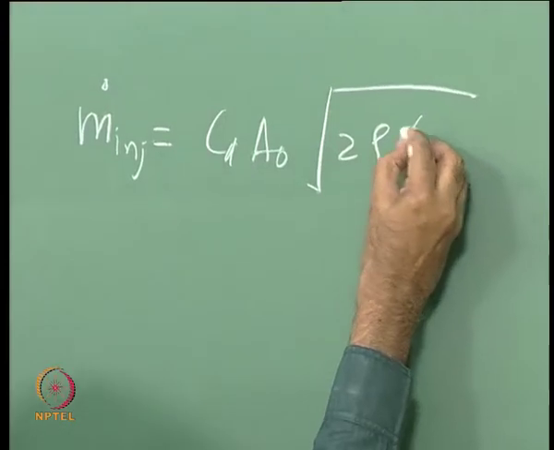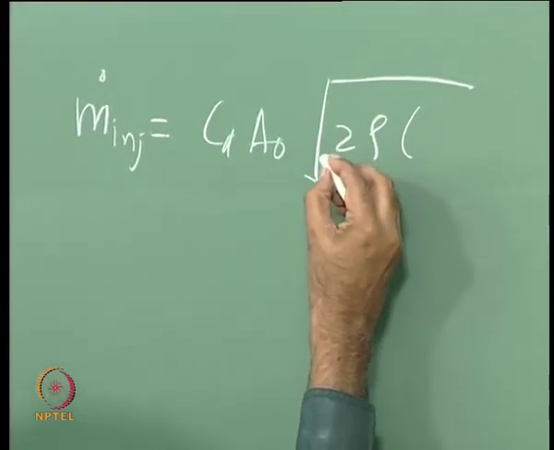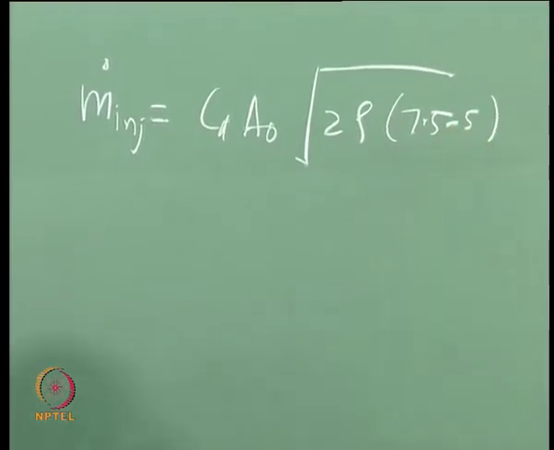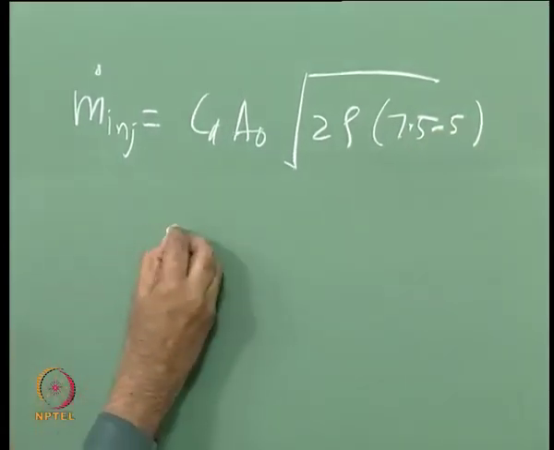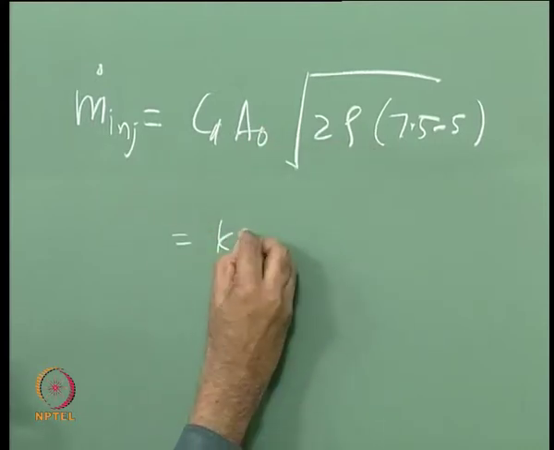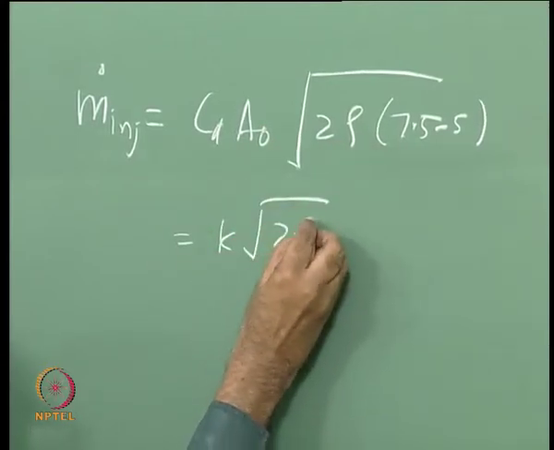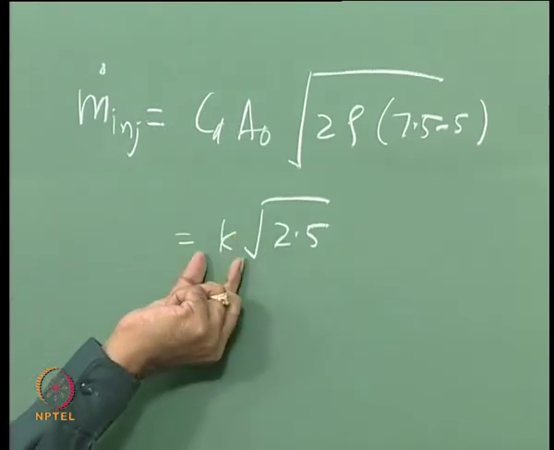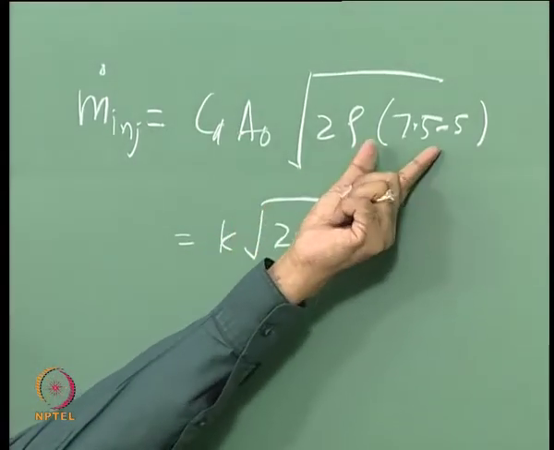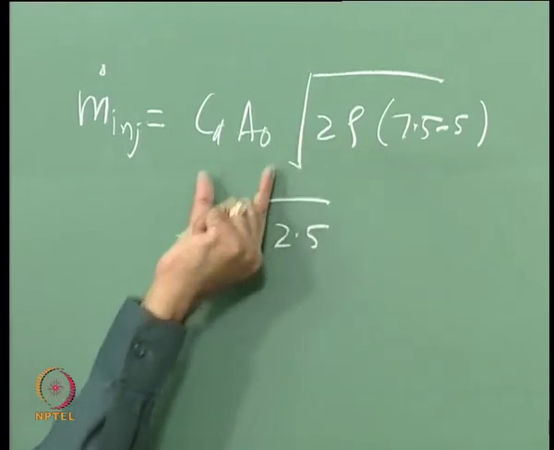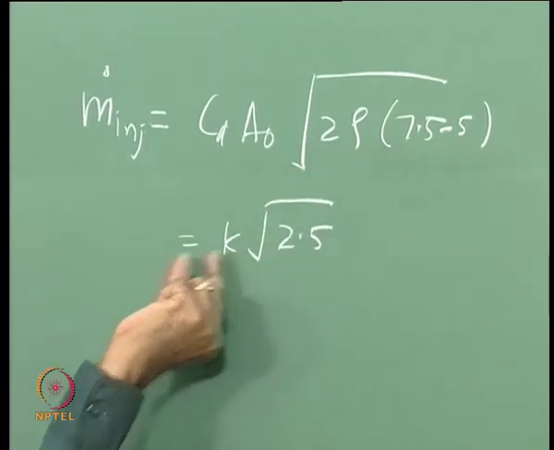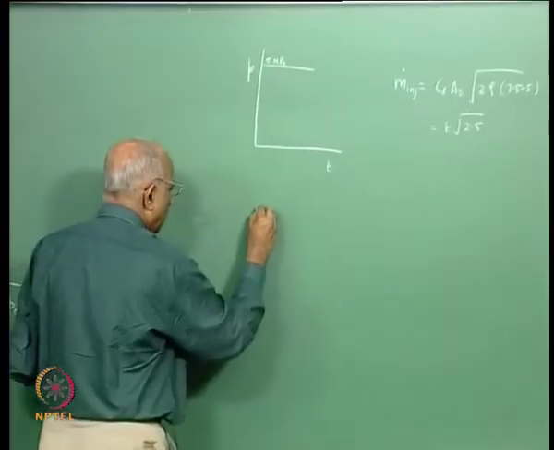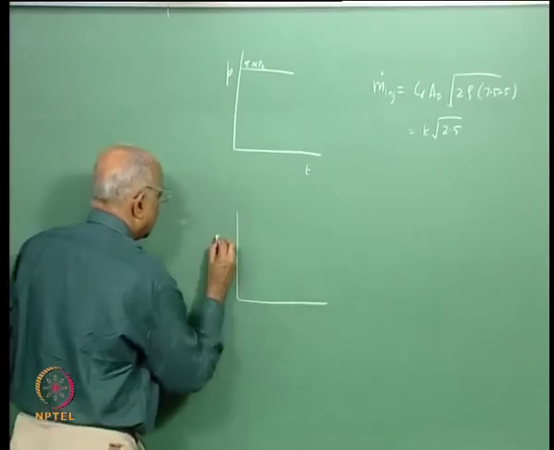I have some chamber pressure, say 5, and injection pressure 7.5, so 7.5 minus 5 is the value. I say the mass injected is equal to K times the root of 2.5. I take all these constants, maybe multiplied by 10 to the power 6, all those things, and put them into the K value.